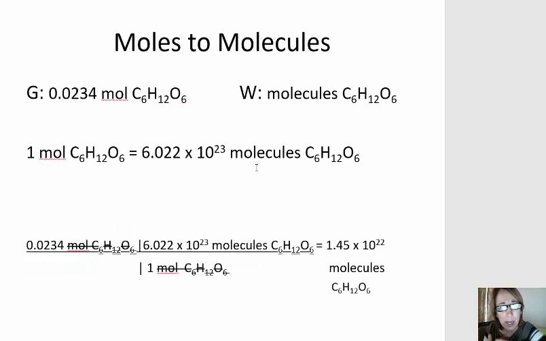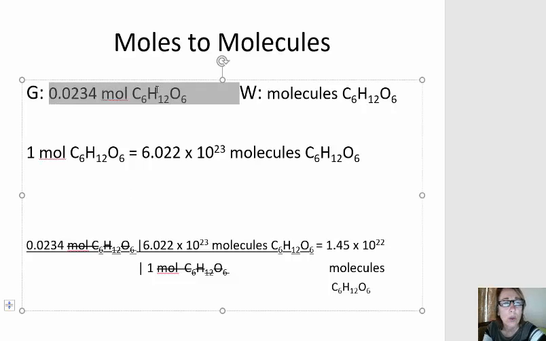And I always like to write everything out, it just helps my brain organize the information. We're converting from 0.0234 moles of glucose, and we want molecules. So that conversion factor is Avogadro's number. 1 mole of glucose is equal to 6.022 times 10 to the 23 molecules of glucose.